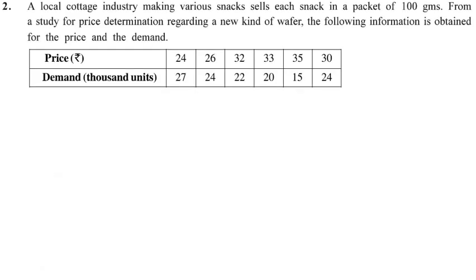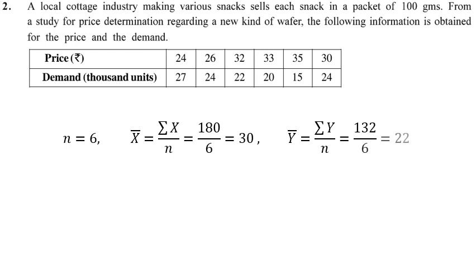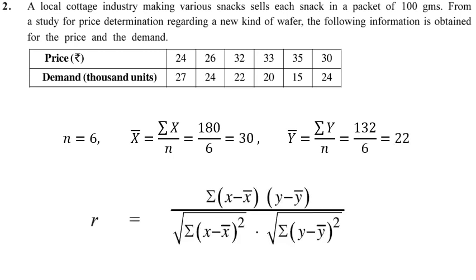A local cottage industry makes various snacks, sells each snack in a packet of 100 grams. From a study of price determination regarding a new kind of wafer, the following information is obtained for the price and the demand. So price and demand of a certain new kind of wafers are given. 1, 2, 3, 4, 5, 6. The n is 6. We will find mean for both price and the demand. Mean for price is 30, mean for demand is 22. Both are integers, so we can use the x bar y bar method.